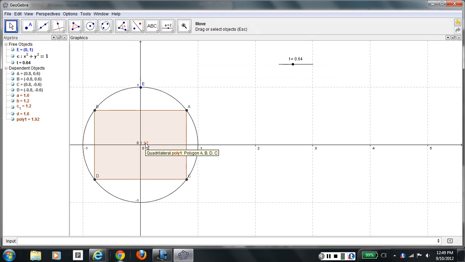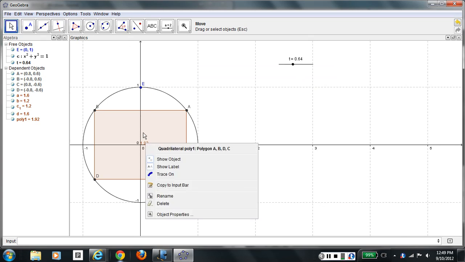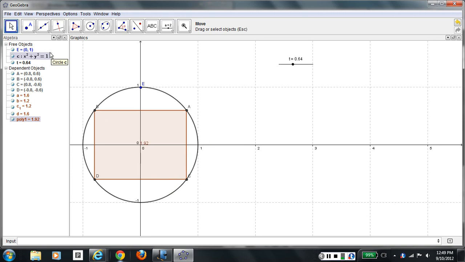Now it's not in the best position, I guess. So what I want to do is right click on the 1.92, not click on it, but hold down there, and you can move the 1.92 to a better location, like right there. It's easier to see.